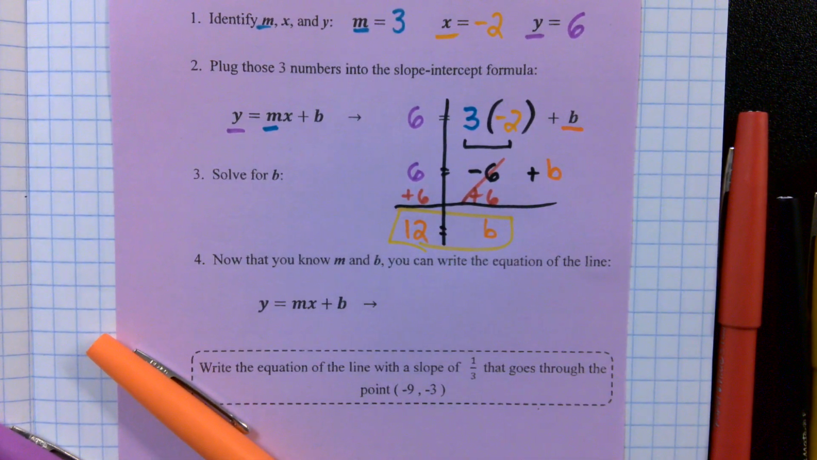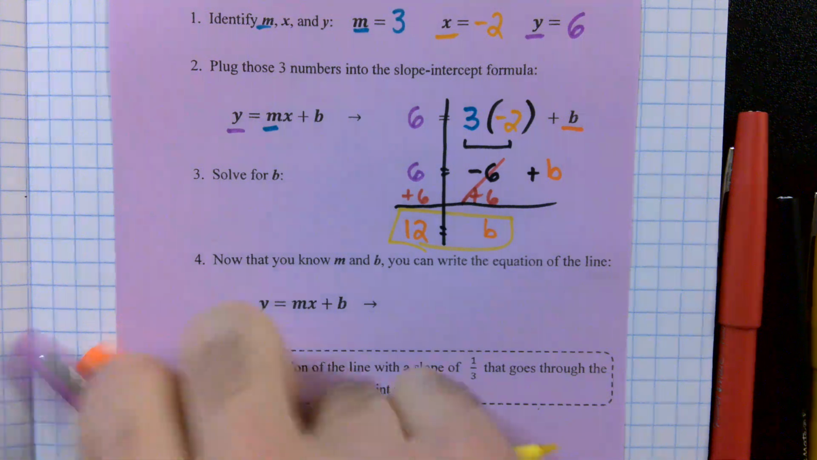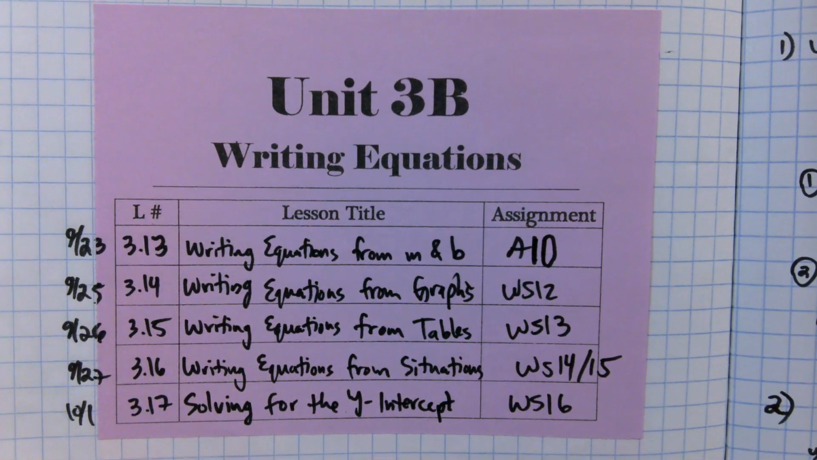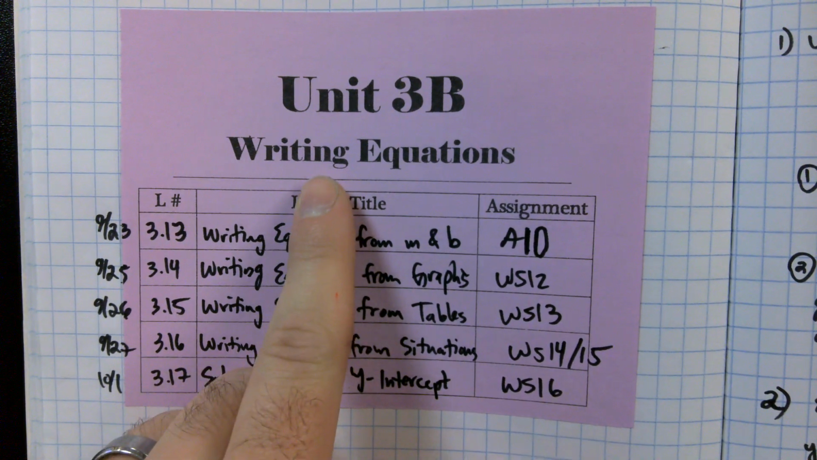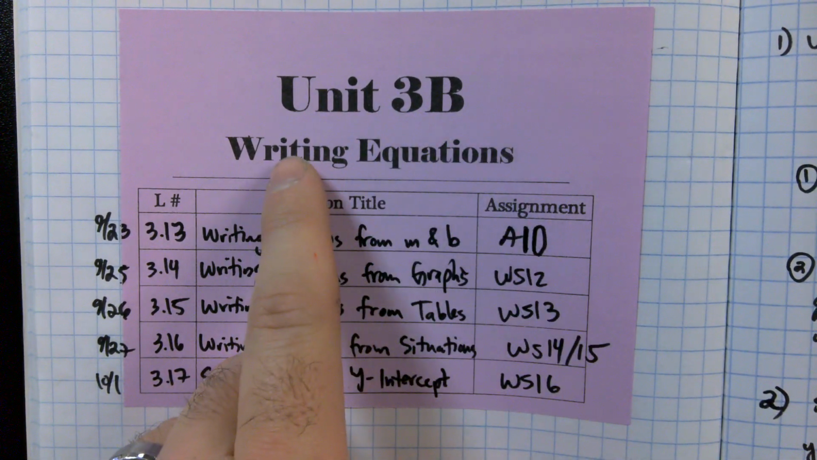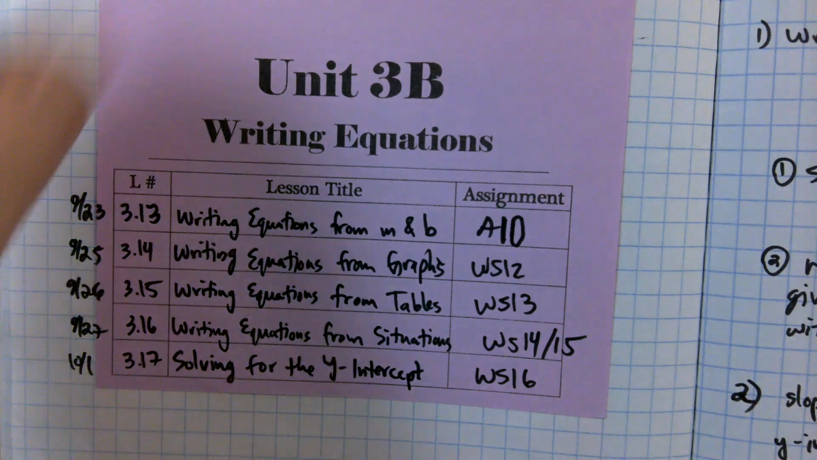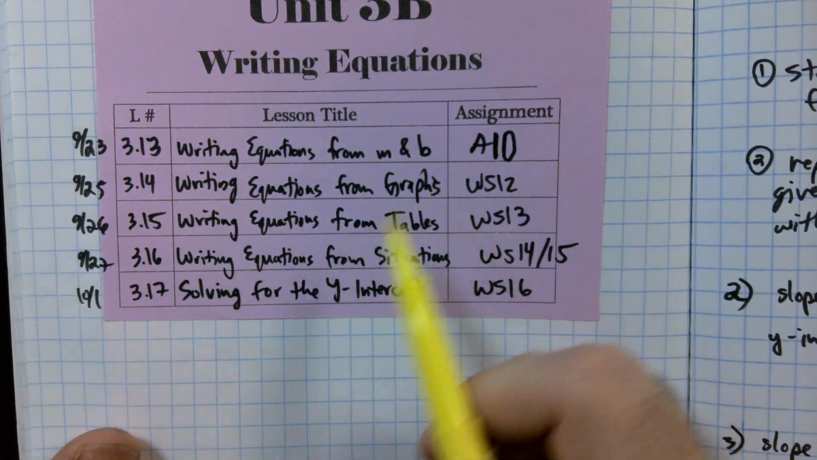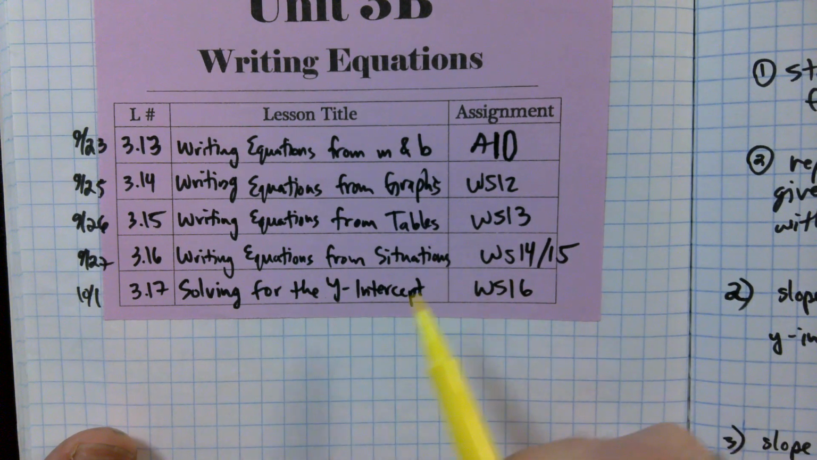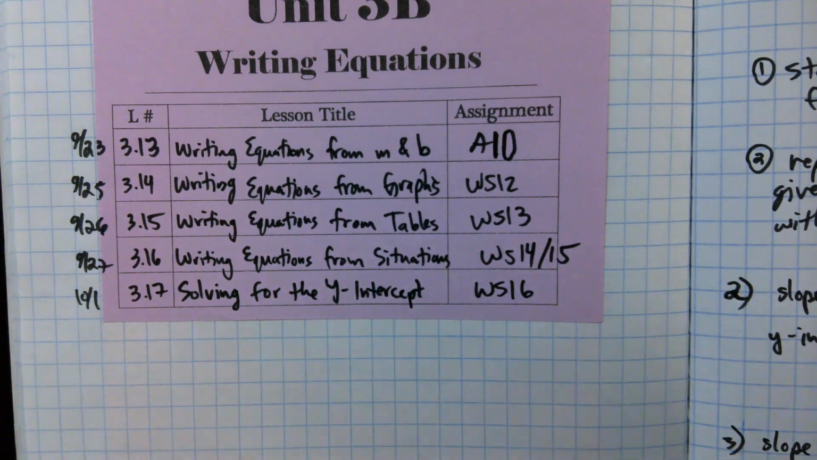Now if I'm going to write the equation, right, this whole unit, if we look back to our table of contents, what's the name of this unit? Writing equations. Look at what we did. We wrote equations from m and b. We wrote equations from a graph, from a table, from a situation. And now we're going to find b first and then write the equation. So that's what we're doing today, is we're writing the equation.